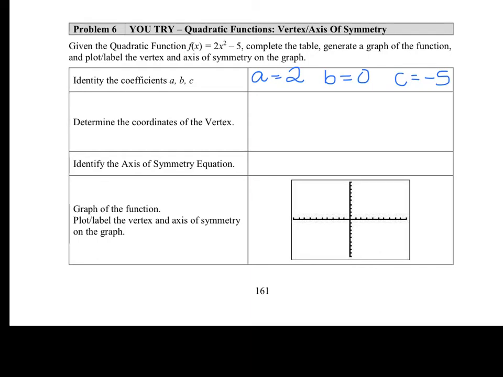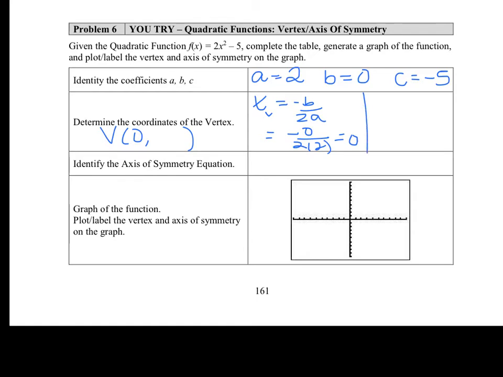So when I'm determining the coordinates of my vertex, the first thing I'm going to do is define the x. I usually use a little subscript v, and other textbooks use that as well, not this one, but I like to distinguish that that's the x part of my vertex, and we find it with negative b over 2a. So that would be the opposite of 0 over 2 times 2. In this case, that's a 0. So far I know my vertex is 0 comma something. So let's find the rest of it.